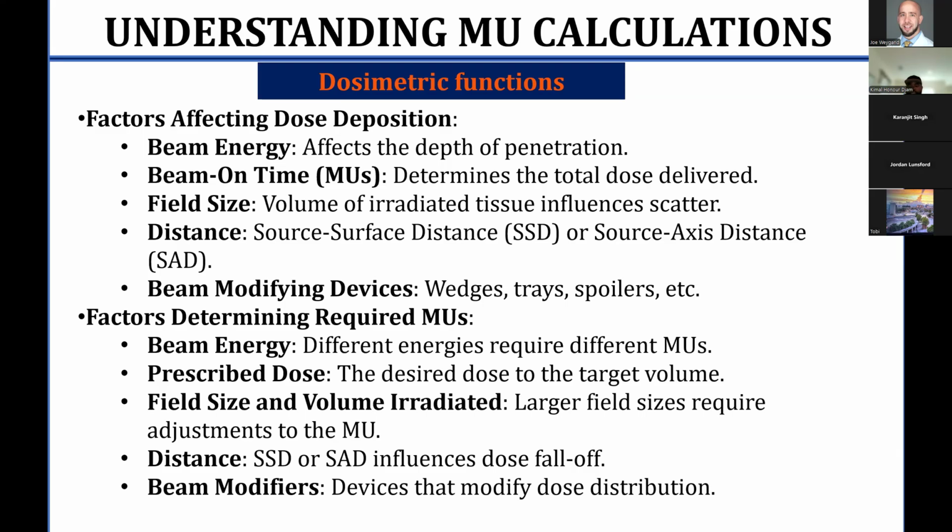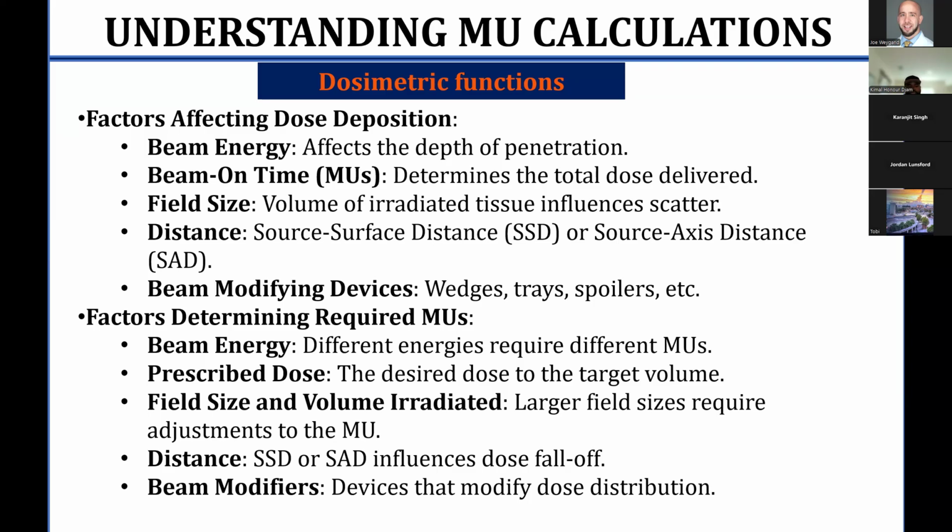Now, an increase in distance results in a significant reduction in dose, and this typically must be accounted for by adjusting the MU calculations, which explains why when you increase the SSD, what you're expecting is that the number of MUs to deliver the same amount of dose correspondingly increases. If you decrease the energy, the same happens.